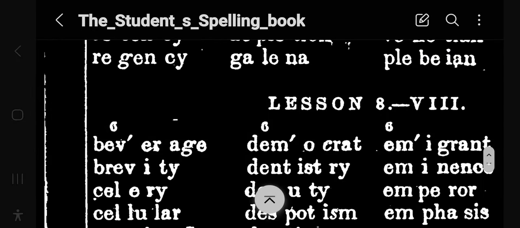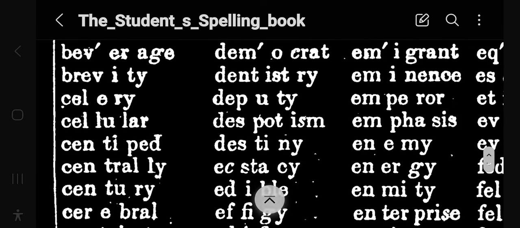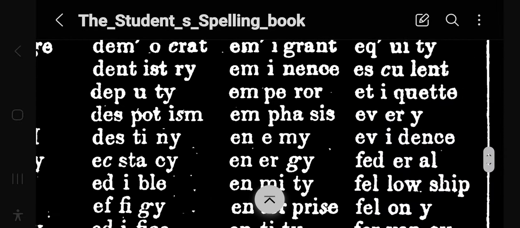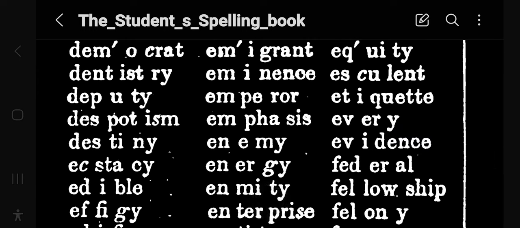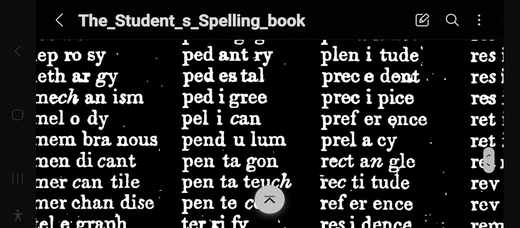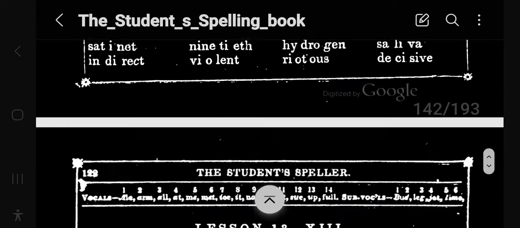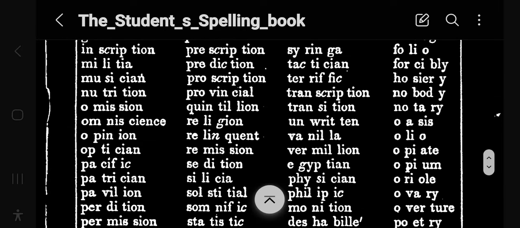Omega. These aren't even English. Some of these are Latin. Emigrant. Equity. I need to figure out how these words are broken up, why they're broken up the way they are. Let's just say my spelling is poor. I can't even read these words if they get into some long words. Omniscient. Science?